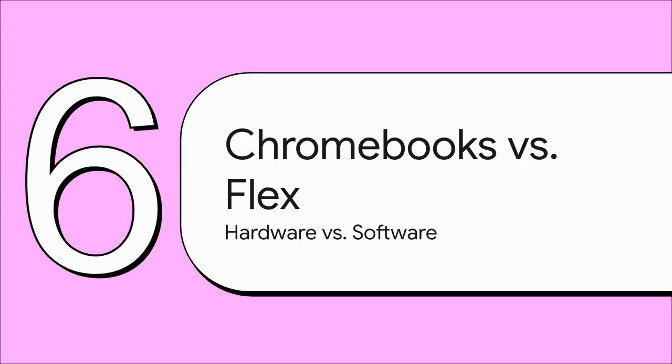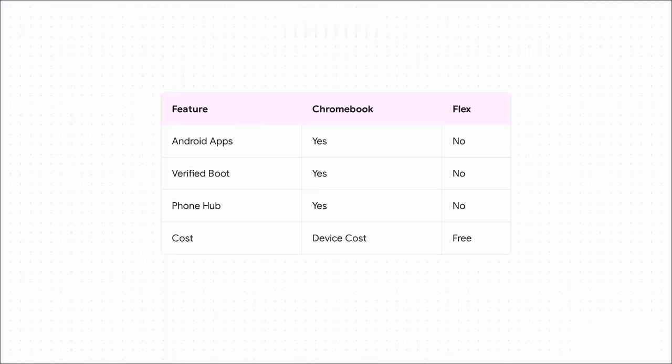Finally, Section 6, Chromebooks versus chromeOS Flex. We need to clarify the distinct differences within the ecosystem itself. Now, what's really interesting here is the contrast between buying dedicated hardware versus reviving an old PC. chromeOS Flex is a free version of the operating system that you can actually install on older Intel or AMD Windows PCs or Macs to bring them back to life. But there is a catch. Flex does not support Android applications.